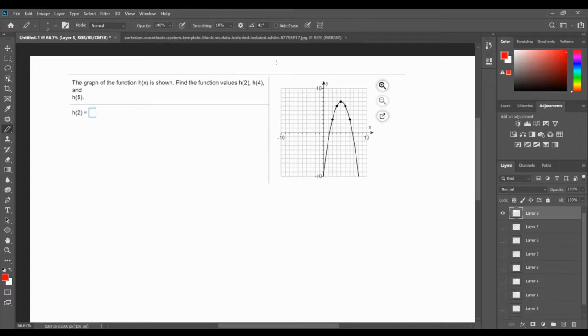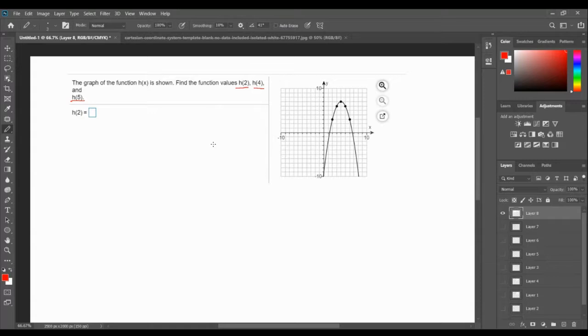So looking at this particular problem, they've given us a graph and we can see that it looks like a parabola. So this is probably an x squared. Actually, I know it is, but we'll get to how to find all of those later. Now they ask us to find this h of 2, h of 4, and h of 5.